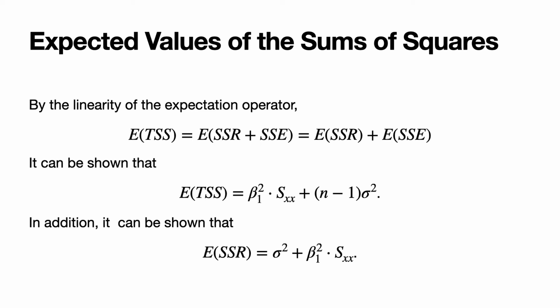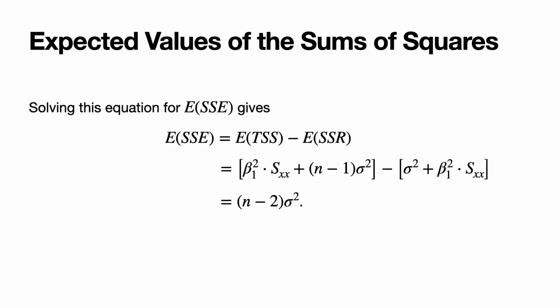In addition, it can be shown that the expected value of SSR, the sum of squares for the regression, is equal to sigma squared plus beta 1 squared times s sub xx. Solving this equation for the expected value of SSE gives the expected value of SSE equal to the expected value of TSS minus the expected value of SSR, and that turns out to be n minus 2 times sigma squared.